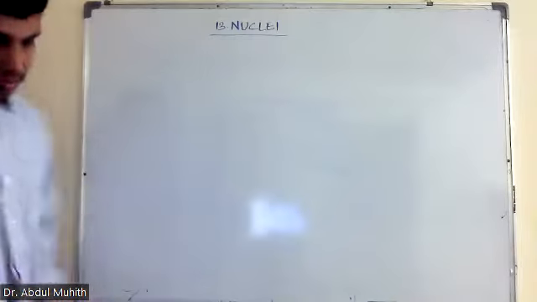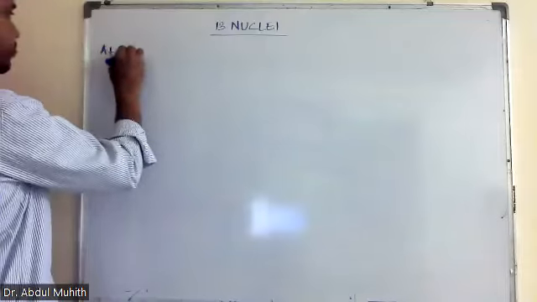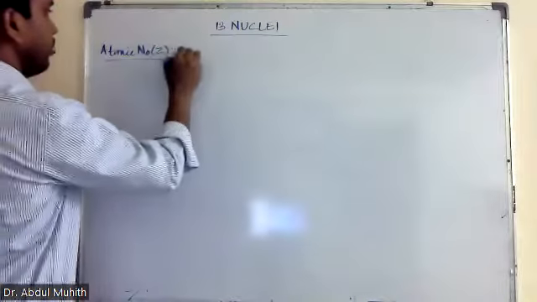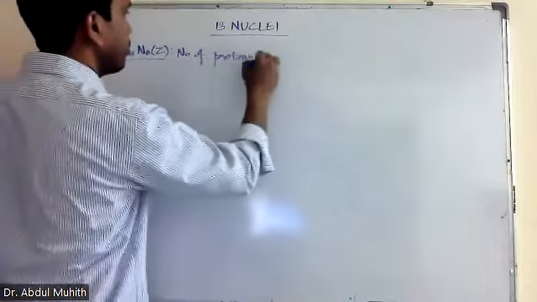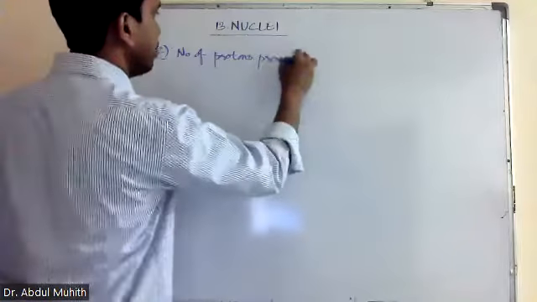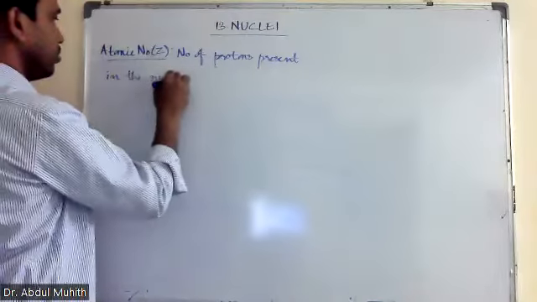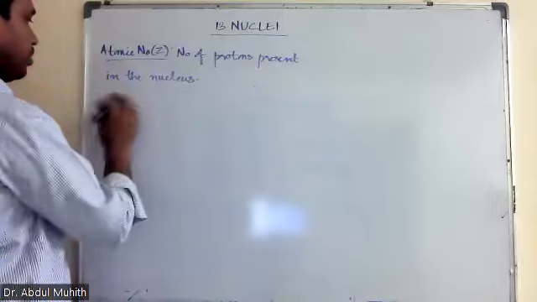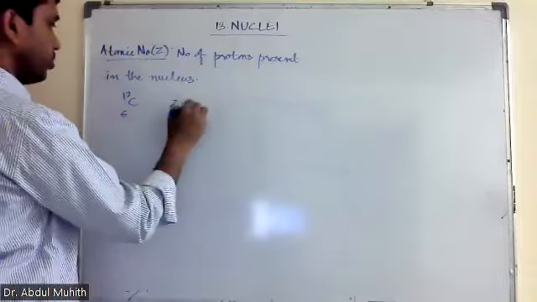Okay, so what is atomic number? Atomic number is represented by Z. Number of protons present in the nucleus is known as atomic number. So for example, let's suppose you are taking carbon C612, then here atomic number is equal to 6.